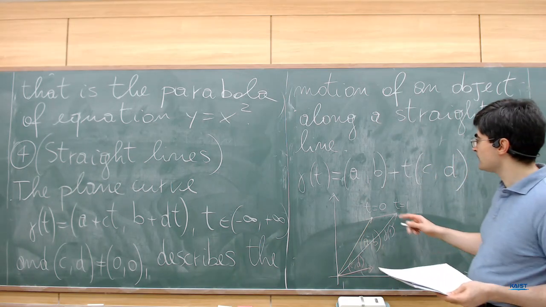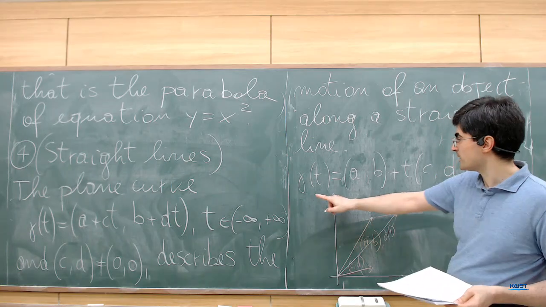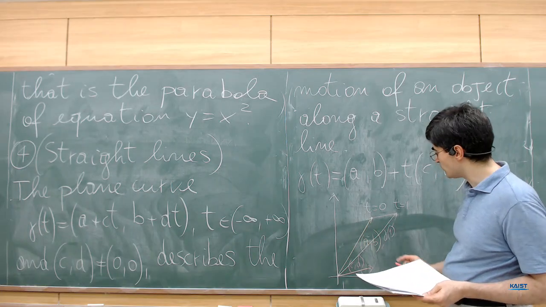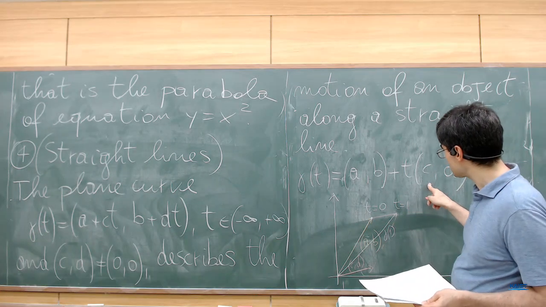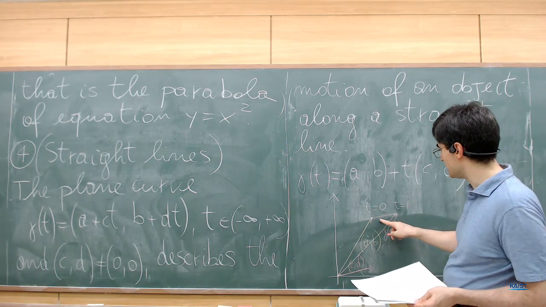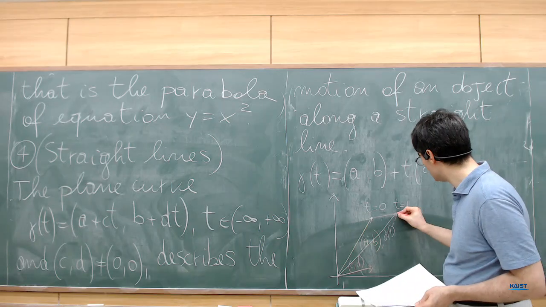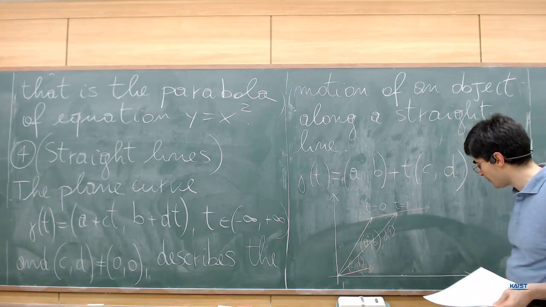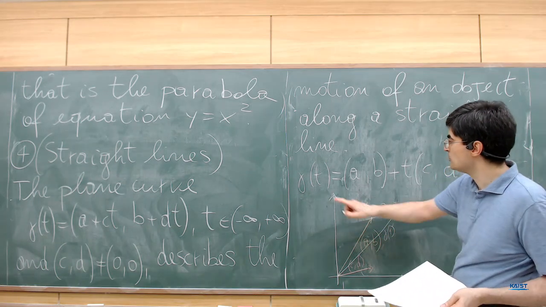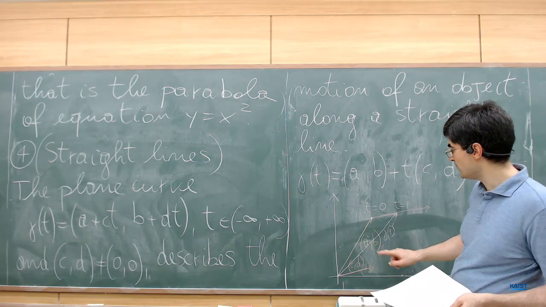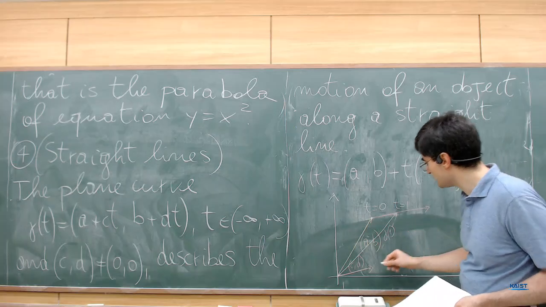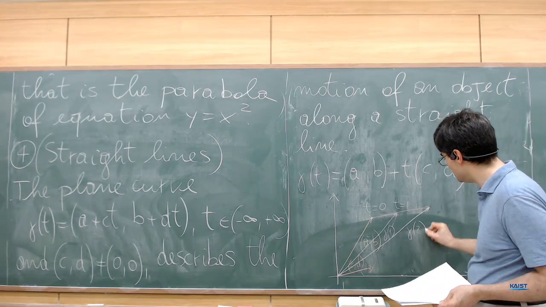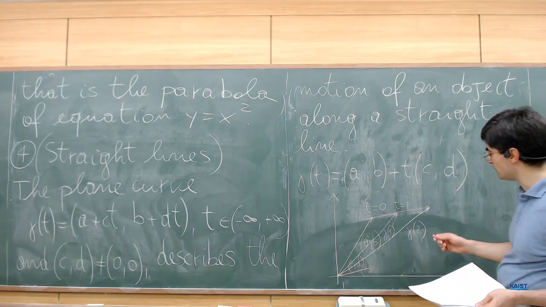You can continue. What happens if t is 2? You get gamma of 2 equals AB plus 2 times CD. So this means we have to consider the sum of AB with a vector having the same direction as CD but double the length, which means this vector here. And this time the vector gamma of 2 is the sum of the yellow vector AB and this new red vector. So you get that gamma of 2 is this vector here. And of course you can continue.